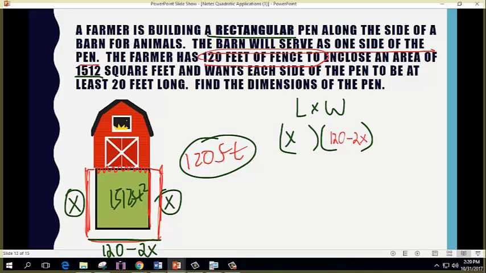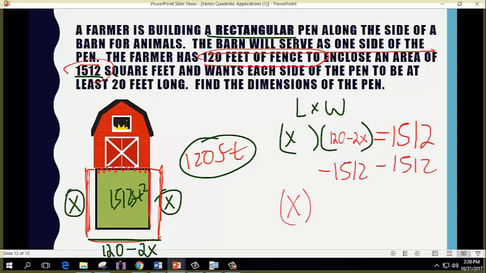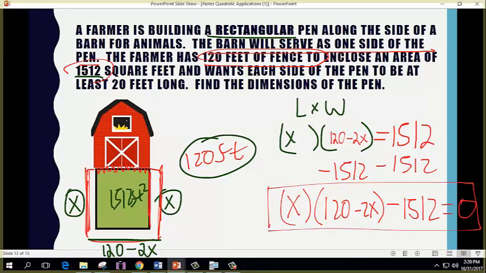Okay. So now we have x times 120 minus 2x. What does that equal? Well, it has to enclose the 1512, so you set that equal to 1512 feet. In order to get this into a place where you can plug it into your calculator, you subtract 1512 from both sides. So we get x times 120 minus 2x, minus 1512, and that's going to equal 0. So now you're going to have to plug this into your calculator.